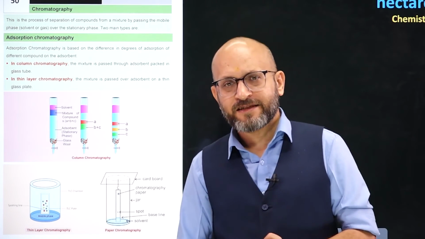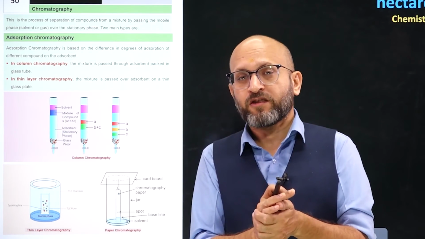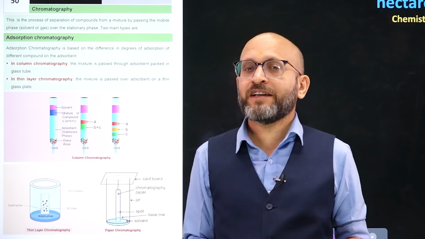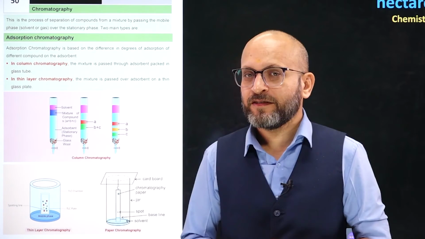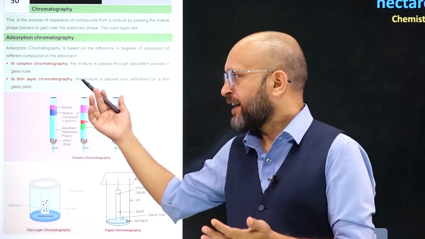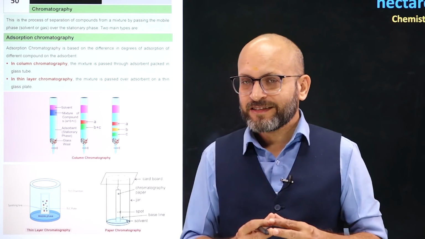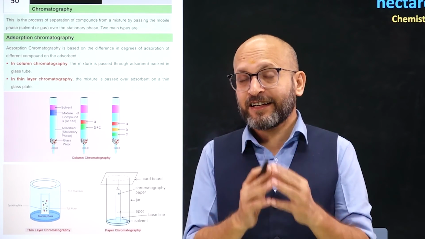Questions usually asked could be, which type of chromatography is column chromatography? So your answer will be adsorption chromatography. What type of chromatography is paper chromatography? You will say partition chromatography. Or they can ask basically what is the adsorbent, what is the eluent or mobile phase, and which component is getting adsorbed more and which is getting adsorbed less.